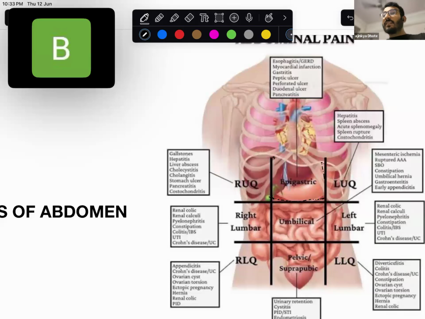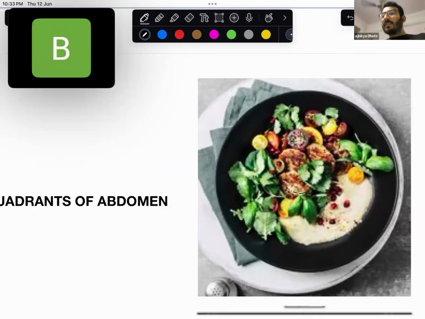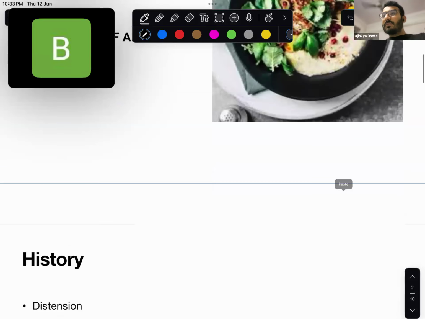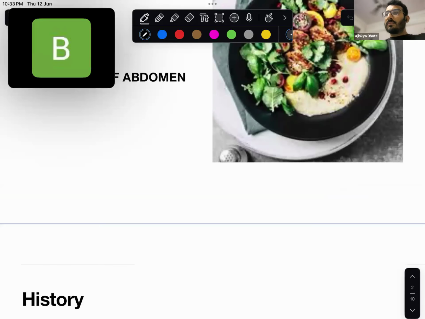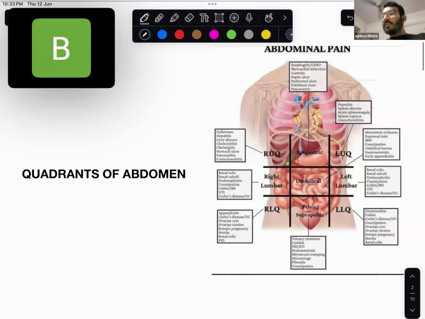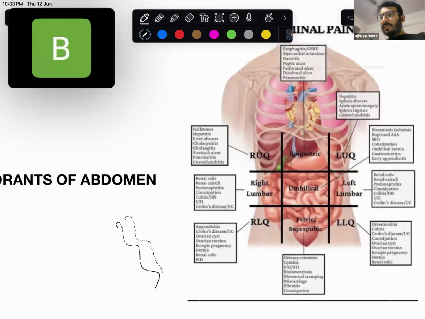Starting with this. Another thing, there's an issue with the marker. The email is gone. There's an issue with the pencil, it's not working properly. I hope you can manage.